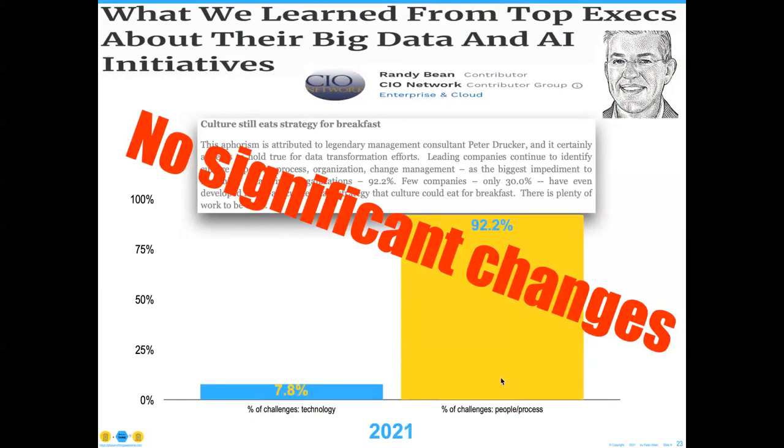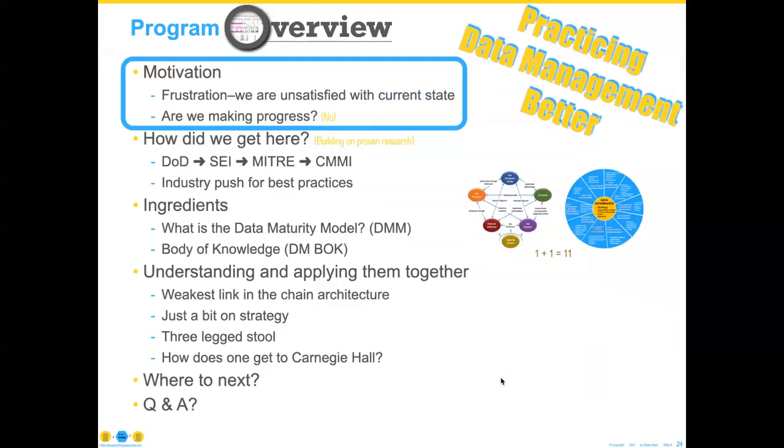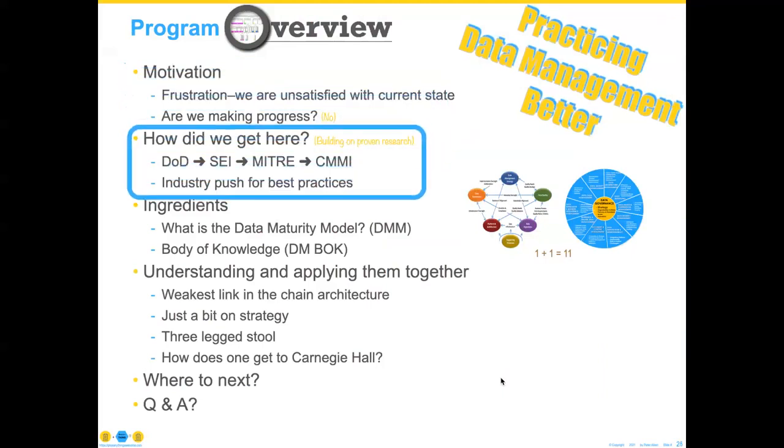The resounding message here is that there have been no significant changes. People and process problems are the things that are hurting our organizational data efforts. Technology is there. It's great. It works. Let's see what we can do to start to address that. Well, as I said, it goes back a little ways.